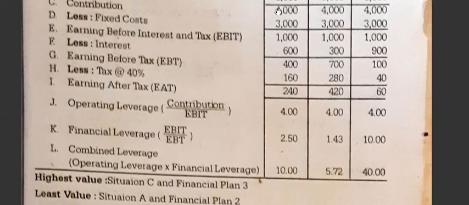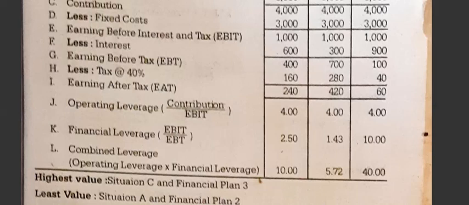Okay, this is contribution 4,000, EBIT 1,000, answer is 4. So same 4, then EBIT 1,000 divided by EBT 400, so 1,000 divided by 400, 2.50, like that. Then lastly is combined leverage, that is multiplying the operating and financial leverage. It is 10, 4 into 2.50, 4 into 1.43, 4 into 10. Okay, so you will get the value. Now, which has the highest value? For the highest value you have to see the combined leverage. If you check all the 3 plans, 40 is the highest value.